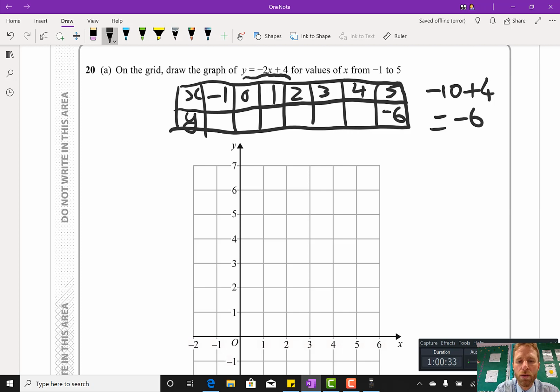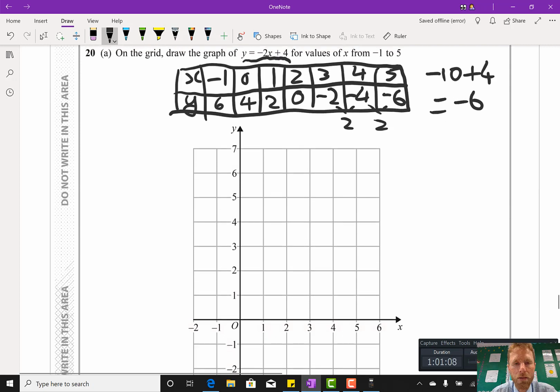-2 lots of 4 is -8, plus 4 is -4, and you should start to see something happening. -2 lots of 3 is -6, plus 4 is -2, and you should see now that there is a difference of 2. This isn't a coincidence, we are multiplying by 2, it should be happening. So therefore I can say confidently that that is 0, that is 2, that is 4, and that is 6. Now I've got all the coordinates I need, and all I've got to do is plot them on the graph.